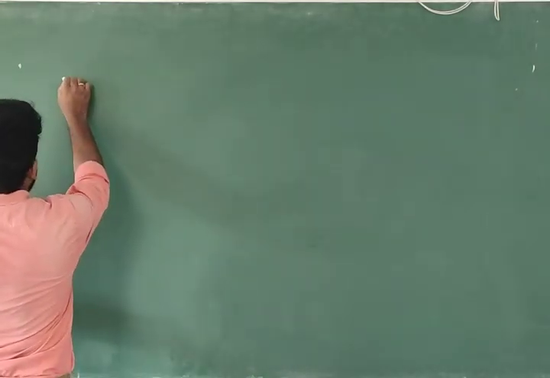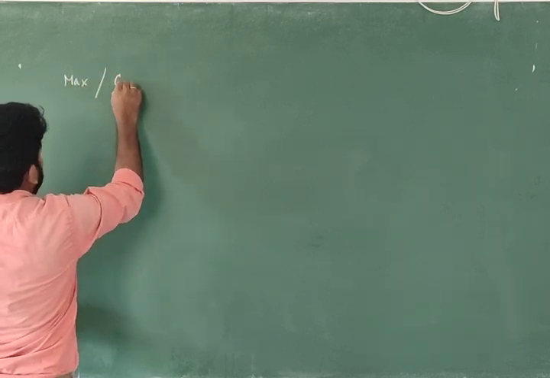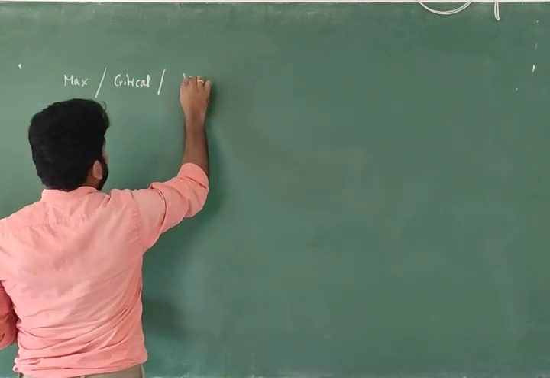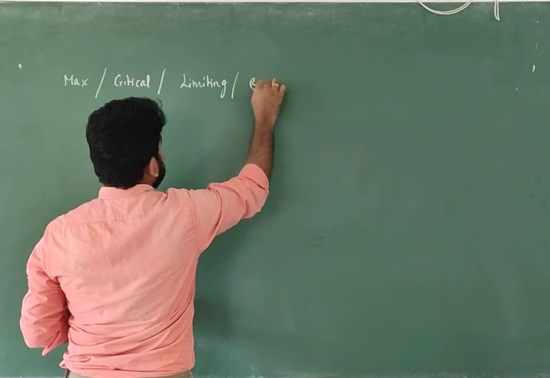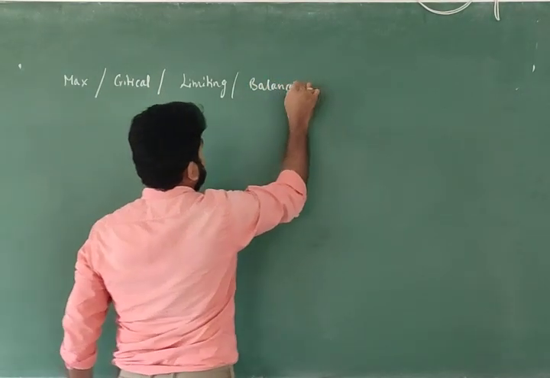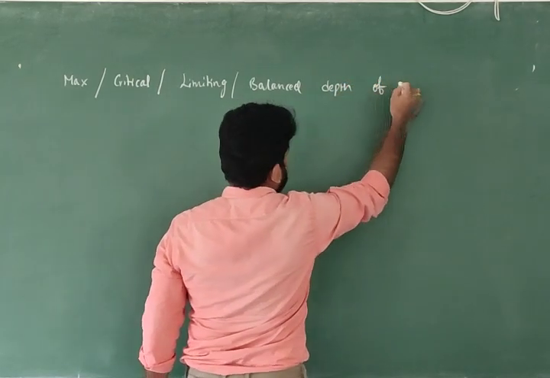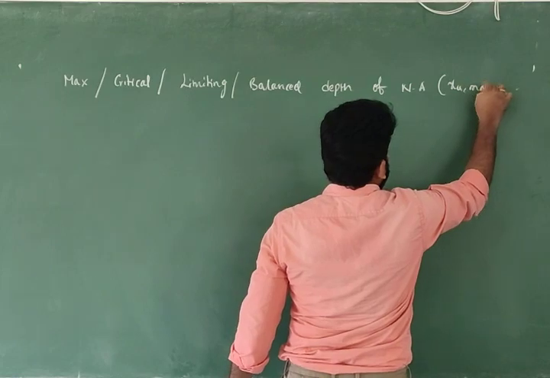So put a side heading: maximum or critical or limiting or balanced depth of neutral axis, that we denote with XU maximum.